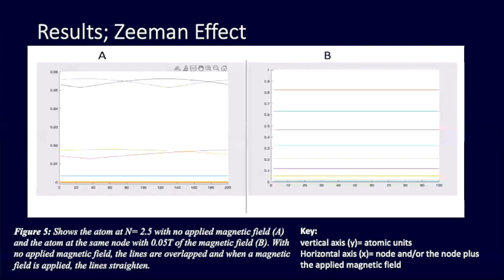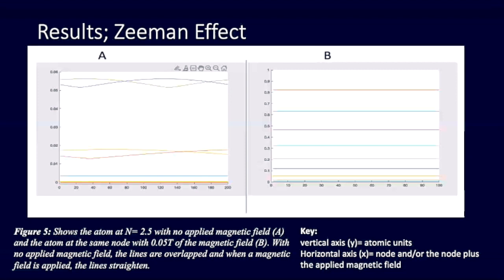So for the results for the Zeeman effect, we have our control, which is A here, and then B. For A, the number of nodes was 2.5, but we did not apply any magnetic field on it. And then for B, the number of nodes remained the same at 2.5, but there was an applied magnetic field of 0.05 Tesla. With no applied magnetic field, the lines are overlapped, and when a magnetic field is applied, the lines straighten.